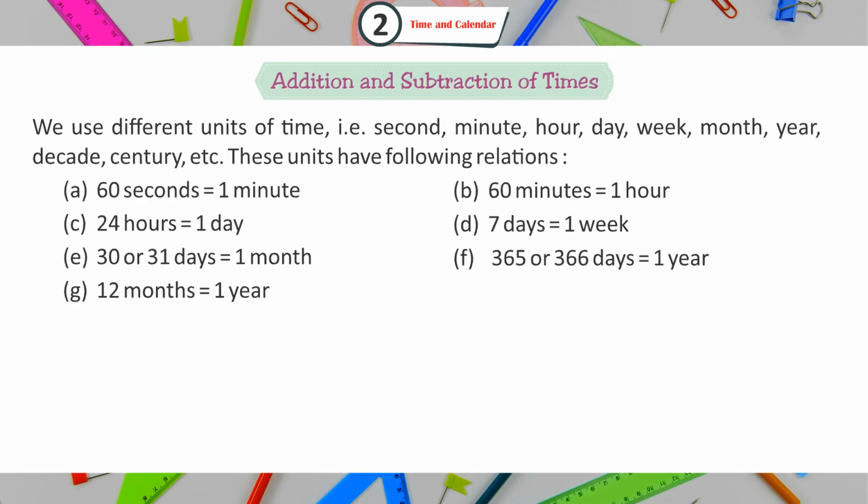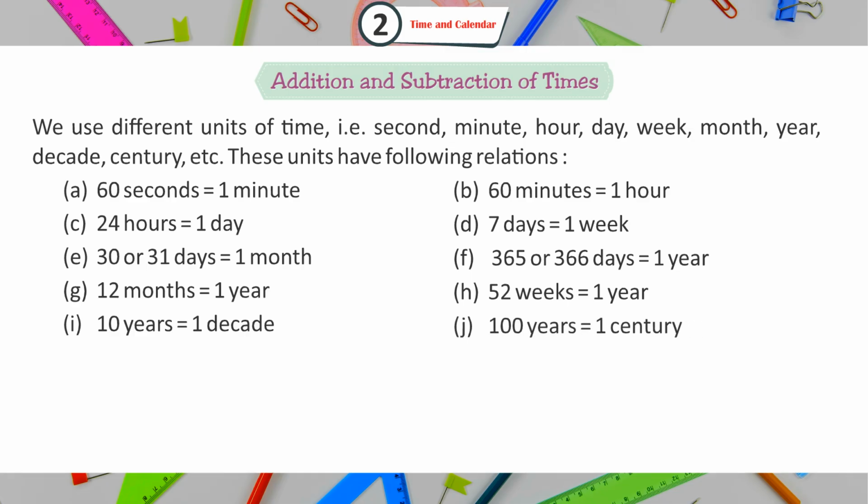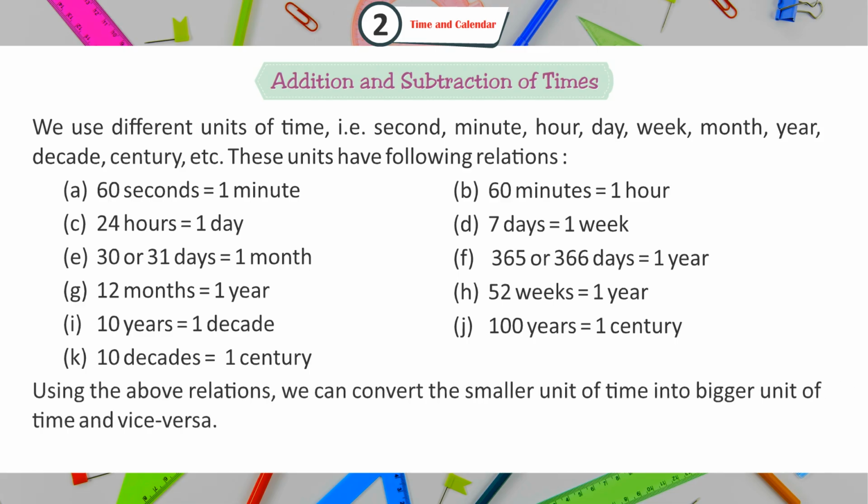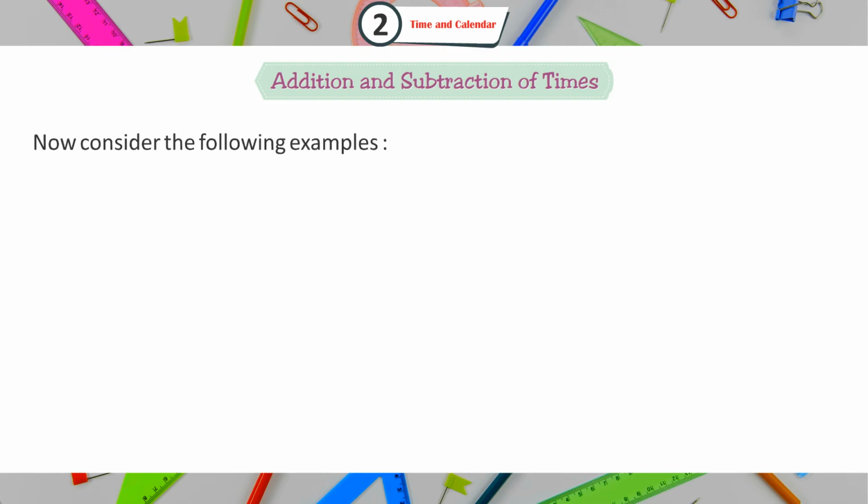G. 12 months is equal to 1 year. H. 52 weeks is equal to 1 year. I. 10 years is equal to 1 decade. J. 100 years is equal to 1 century. K. 10 decades is equal to 1 century. Using the above relations, we can convert the smaller unit of time into a bigger unit of time and vice versa. Now consider the following examples.